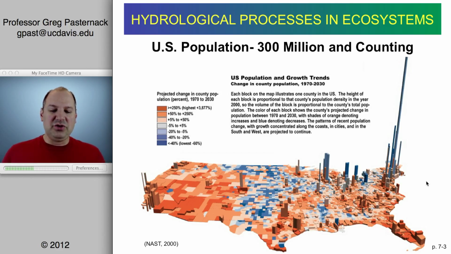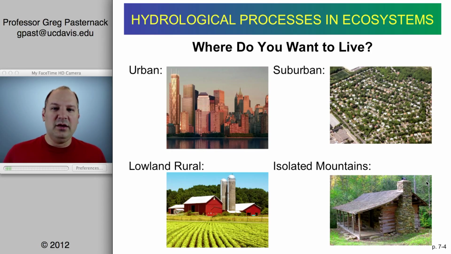So it's true that people move around through time, and migration is the primary cause of the changes that you see here. Now, the real question you have to ask yourself, and I want you to answer this with the student response system, is: where do you want to live? And just to simplify the question, we can consider urban, suburban, lowland rural, or isolated mountains. Of course, urban and suburban areas can be in a wide variety of landscape contexts, but regardless of which geographic region you want to be in, what is the urbanization context that you want to be in?